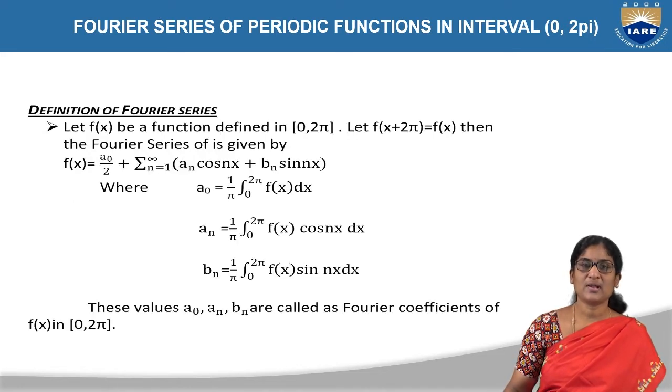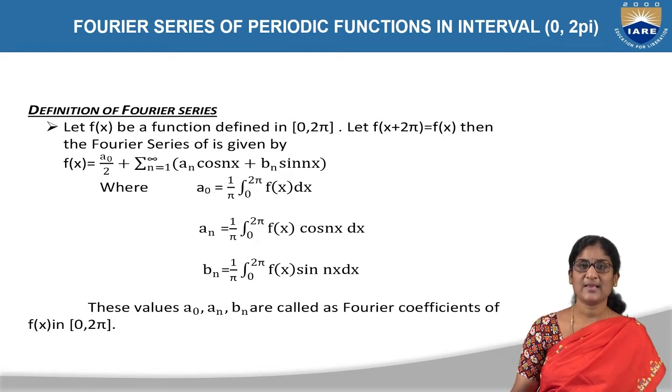Now let us see the definition of the Fourier series. According to the definition, a function f of x defined in the interval 0 to 2 pi, where f of x is a periodic function, that means f of x plus 2 pi is equal to f of x, then the Fourier series is given by f of x is equal to a0 by 2 plus summation n from 1 to infinity of an cos nx plus bn sin nx.